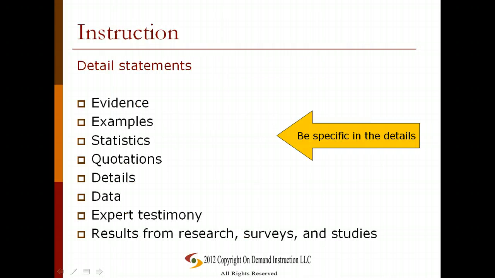Following that, you're going to have your detail statements. Now, in a paragraph, you may go back and forth between broad general support statements and detail statements. That's fine and completely normal. What kinds of things would be included in detail statements? There we're going to be looking at some of our examples we have listed out here: evidence, examples, statistics, quotations, and so forth. This is where you get into the real details, the real nitty-gritty.